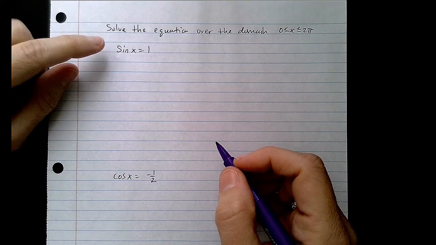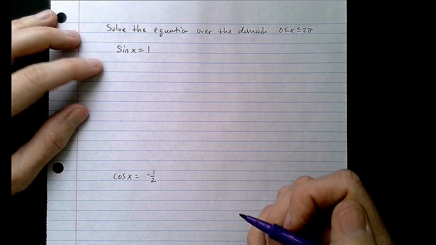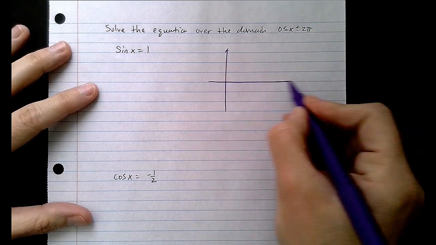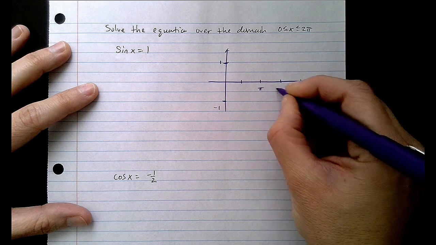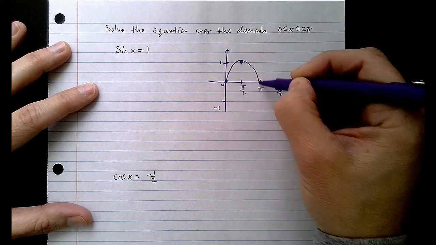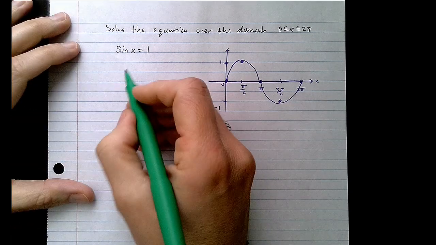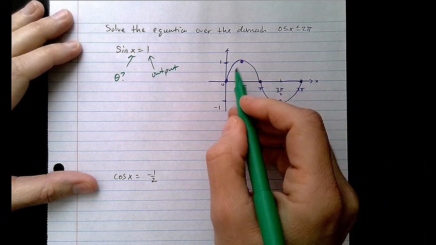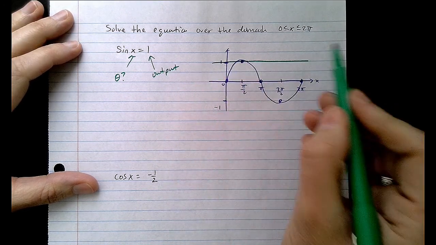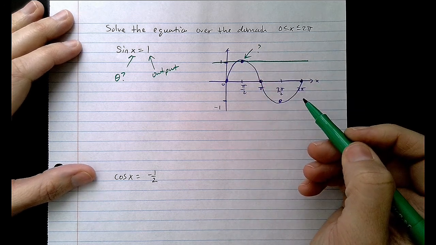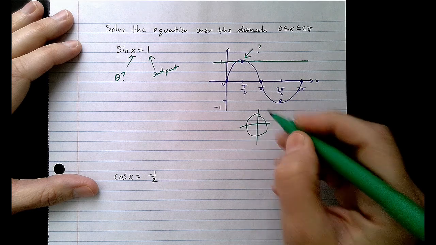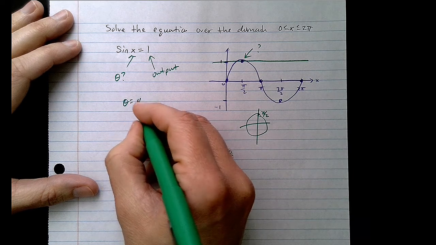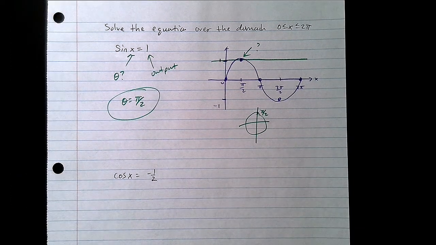Let's look at 2 more. Again, same domain restriction, 0 to 2 pi. This time, when is sine of x equal to 1? So let's sketch our sine wave. So we want to know what angle gives us the output of 1. So we're going to draw a horizontal line through 1. So we can see there's only one time it happens. And according to our unit circle, we can see that happens at pi over 2. And according to our sketch, it gives us the same thing. So this only had one answer. That's okay. That can happen.